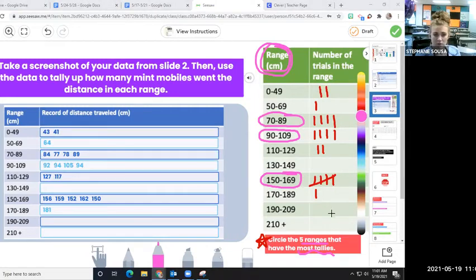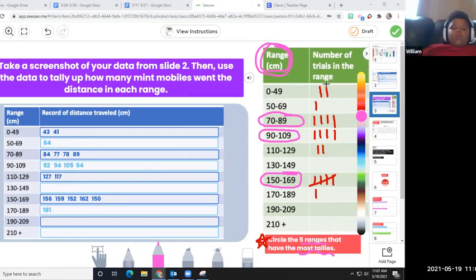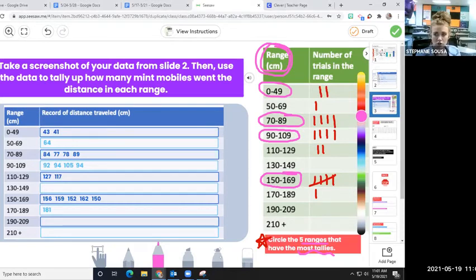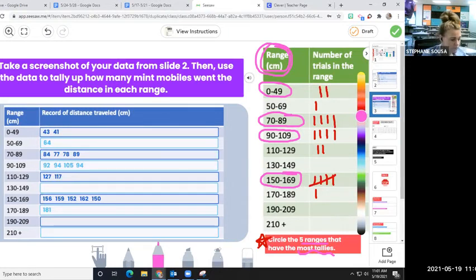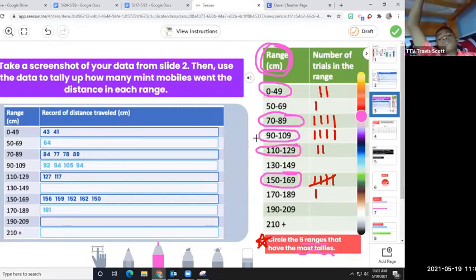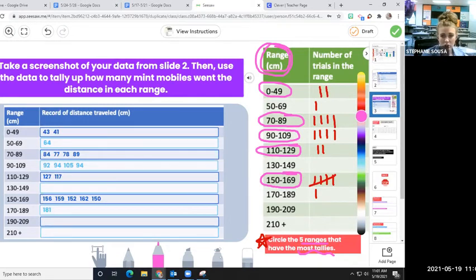It also had 4 votes. Okay, so we've got 1, 2, 3 circles. This says circle 5. So now we've got to figure out what are the next 2 highest. William? 0 to 49. Correct. 0 to 49 has 2 tallies in it, 2 cars that went that far. Terrence, what's the last one? The last one is 110 to 129. That is correct.